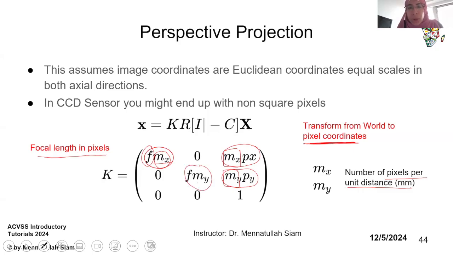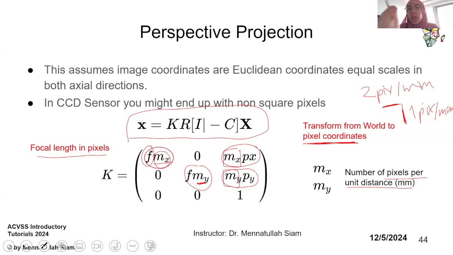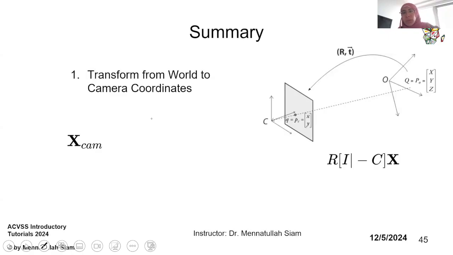MX and MY do not have to be similar, so the pixels don't have to be square. I can have, let's say, 2 pixels per millimeter horizontally, but vertically, 1 pixel per millimeter. So MX and MY do not have to be the same. And these now account for everything, the final projection from a 3D world point to a 2D point. To just summarize, I hope with this summary things will get clear.